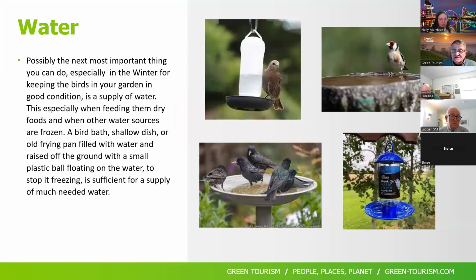Possibly the next most important thing you can do, especially in the winter, for keeping the birds in your gardens or grounds in good condition, is a supply of water. This is especially important when feeding them dry food and when other water sources are frozen. A bath, a shallow dish, or an old frying pan filled with water and raised off the ground, with a small plastic ball floating in it, will stop it freezing and is sufficient for a supply of much needed water.